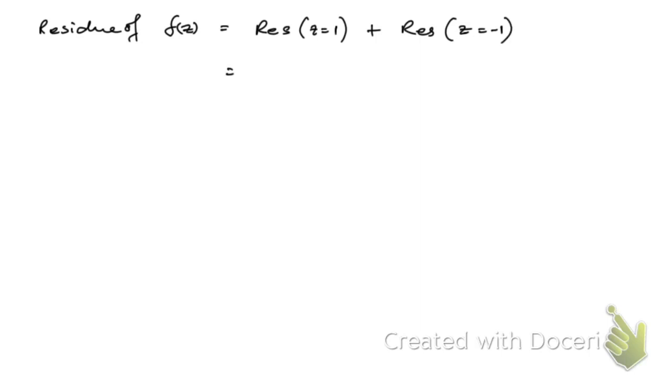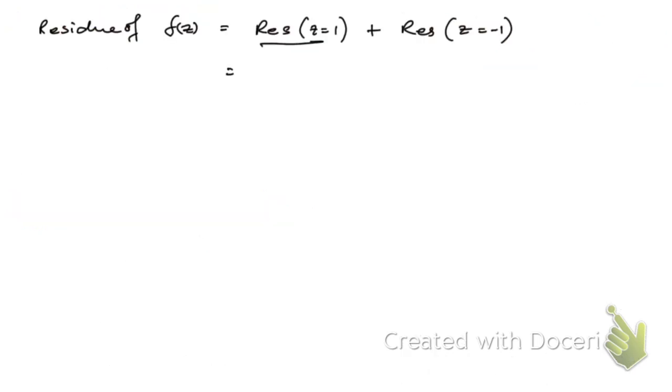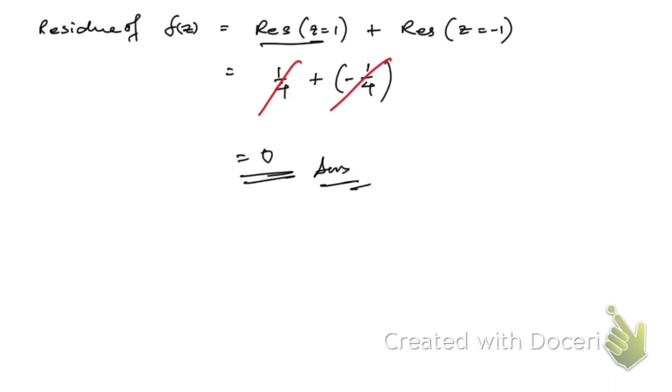which was of order 2. So at z is equal to 1, what we have got? We have got 1 by 4, right? And at z is equal to minus 1, here we have got minus 1 by 4. So here it's going to be plus 1 by 4, then plus minus 1 by 4, and these two are going to cancel each other, so it's going to give you 0. So this is your answer. So hope you have understood.